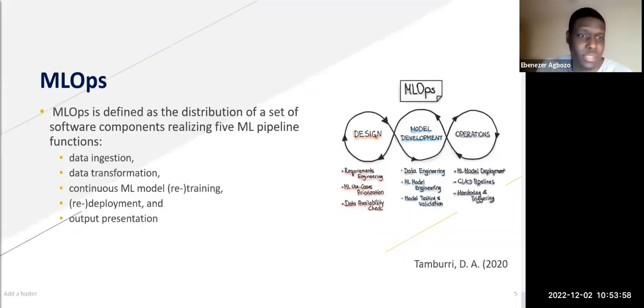And that's the goal of MLOps. It's DevOps, but for machine learning. So development operations, but machine learning related. Yeah. So basically, it's a structure, the same way DevOps is a framework. MLOps is also a framework where we define a set of software components for realizing machine learning pipeline functions. Basically, we want to give the structure or the flow for how to put machine learning models into apps.